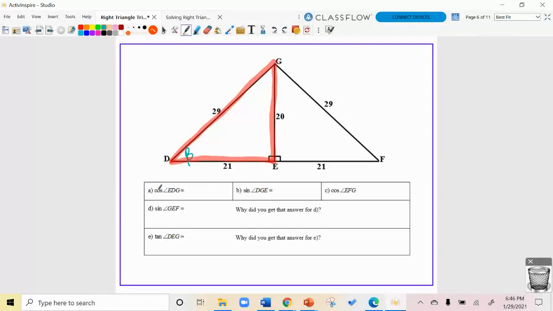Cosine, do we remember it? You might need to go back and reference it. Cosine was adjacent over hypotenuse. Okay, so adjacent, now I haven't labeled them. The side that's next to this one, the leg, that's 21 over the hypotenuse of this red triangle, 29. Oh, there's my answer.